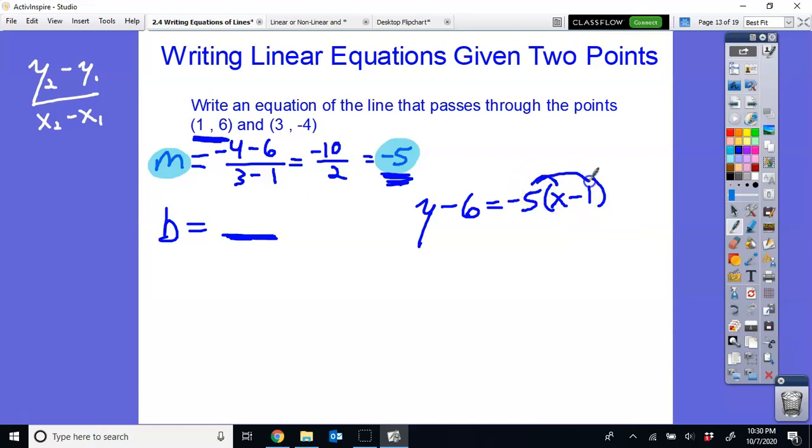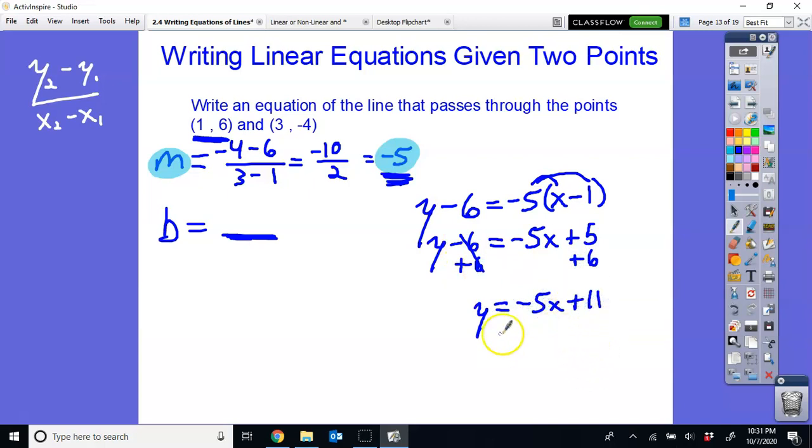And I distribute this to both of these, the distributive property: -5 times x, -5 times -1 is +5. And then I take this -6 and I'm going to add 6 to get it to move to the other side. Cancel out here. y = -5x + 11. That's the equation of my line. And guess what? If I'd used the point (3, -4), it still would have worked, because my b value would still be 11, no matter what.